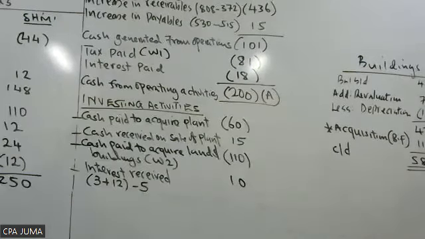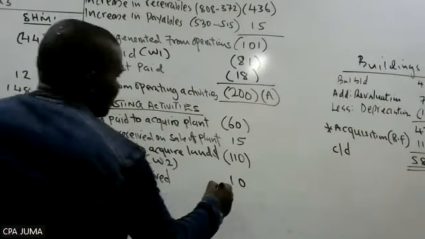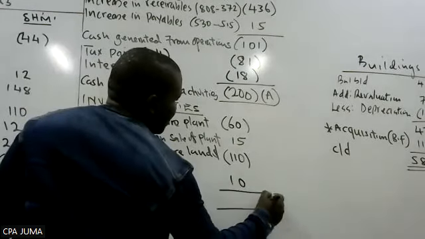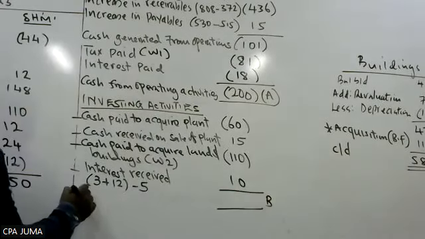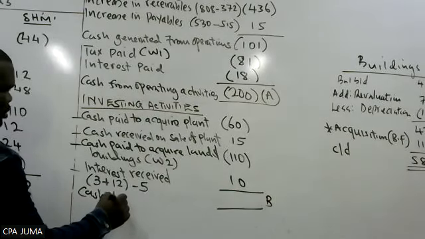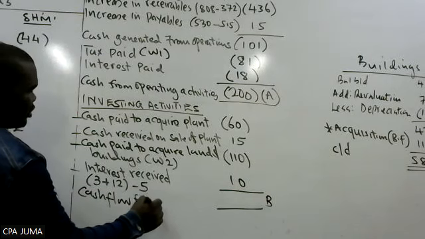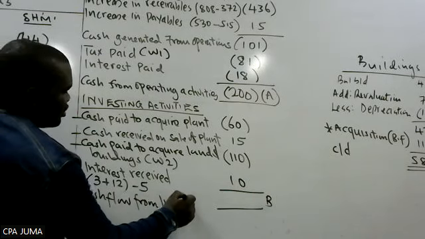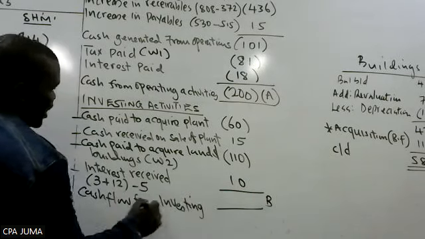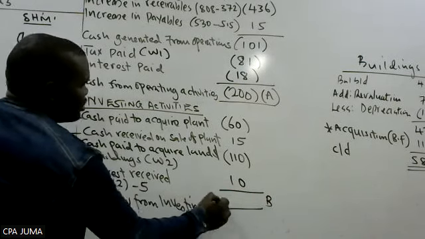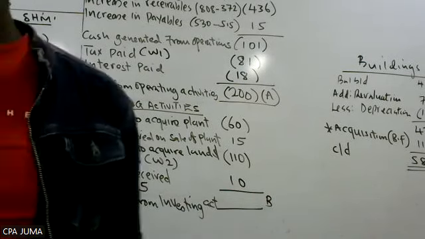So that is all. Can you add and call it B? That is cash flow from investing activities. Give me that figure.